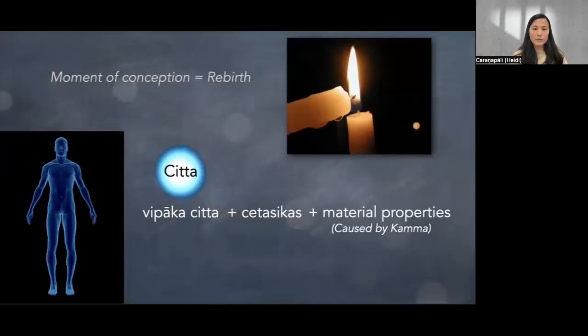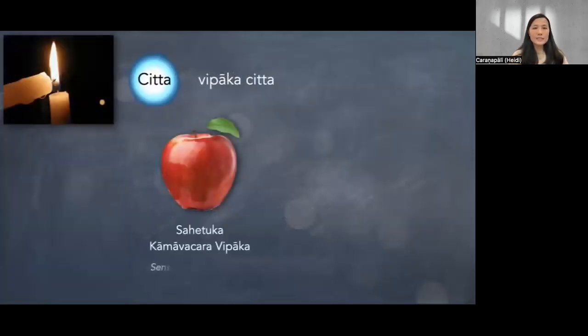So these 3, the rebirth consciousness, the vipaka citta with its Cittasikas, and some material properties caused by karma, arise together at the same time. This is what we call rebirth. What kind of cittas can perform this relinking function? For a human being, most of the time, the relinking consciousness is one of the Sahetuka Kamavachara Vipaka cittas, the sense sphere resultant consciousness with roots.